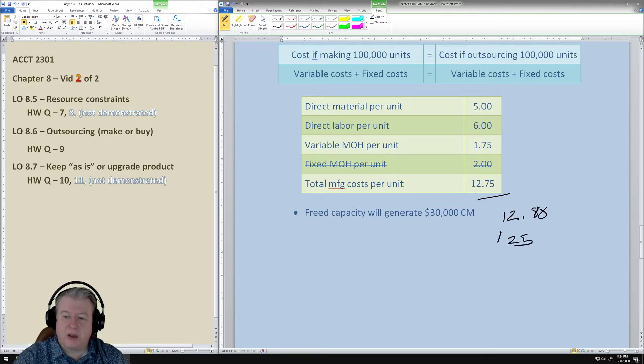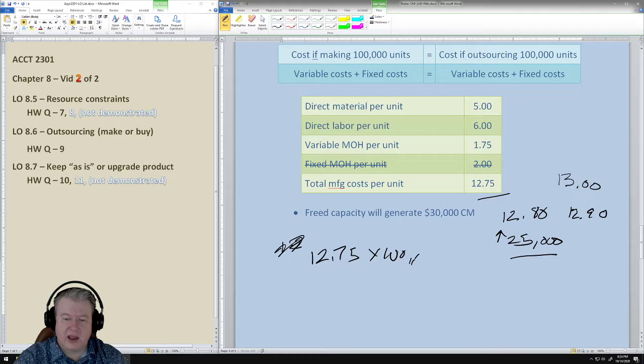We're up 25,000. So what happens at 1290? How much would we get? What would happen at $13? Essentially, that's what we're trying to figure out. How much does the price have to go up before we eliminate this profit? How we do that is fairly simple and straightforward. We would say 1275 times the 100,000. We've already done that. That's the 1.275 million.